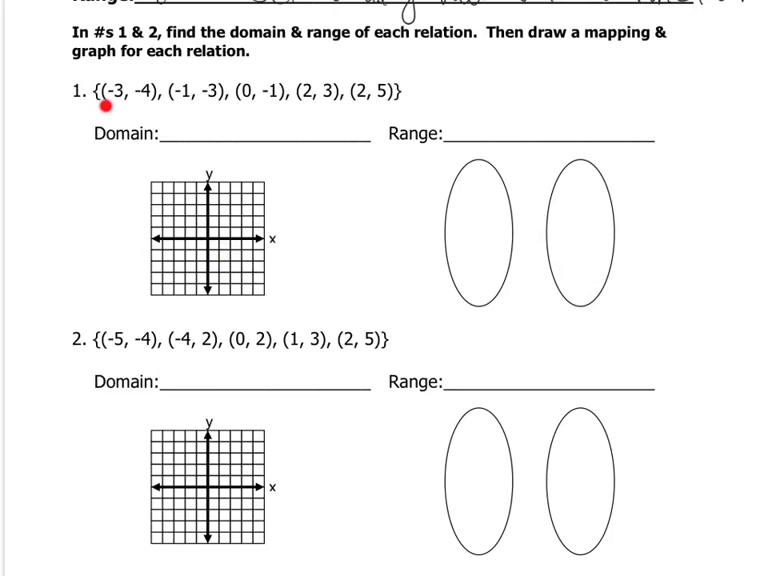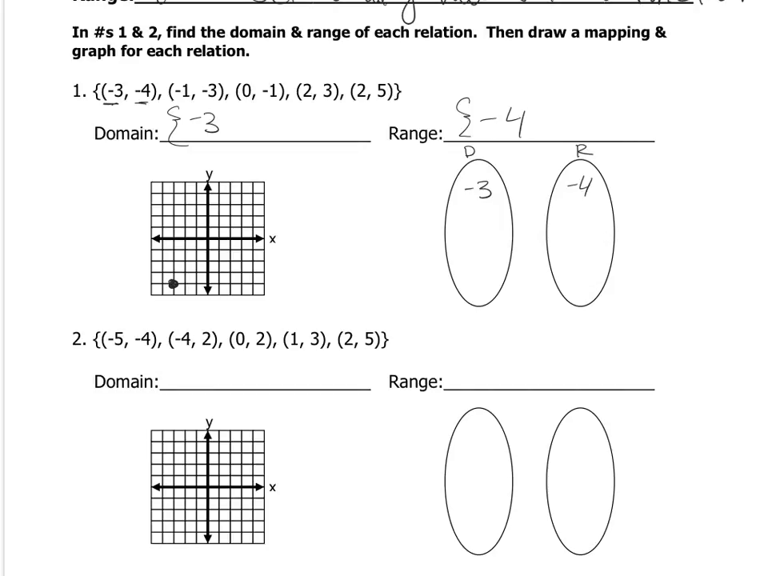So for number 1, we're going to start with -3, -4. So if I graph that, I would go left 3 from the origin and then down 4. So that would be right here. My x value is one of my domain sets, so -3. And I'm also going to go ahead and add him to my domain Easter egg. My y value is one of the range sets, -4, and I'm going to add him to my range Easter egg.